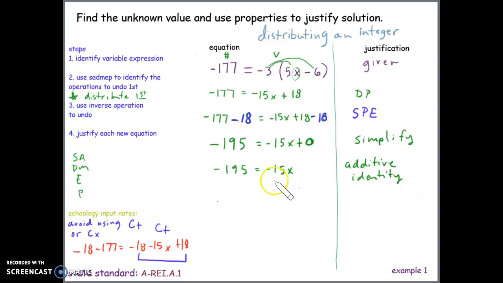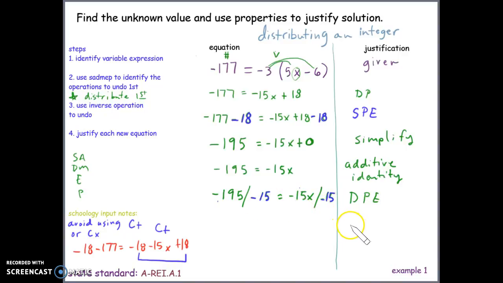Now that we are here, we need to eliminate the negative 15. So the negative 15 is being multiplied, and the inverse operation is division. So we're going to divide by the number we want to eliminate. So we're going to divide it to both sides. So we can rewrite the equation as negative 195 divided by negative 15 equals negative 15x divided by negative 15. It is the division property of equality that allows us to divide both sides by negative 15.